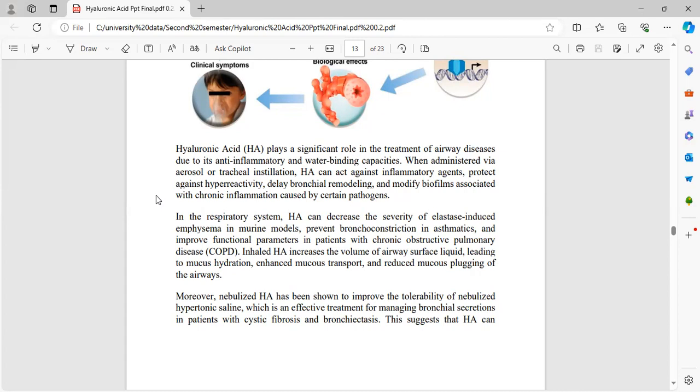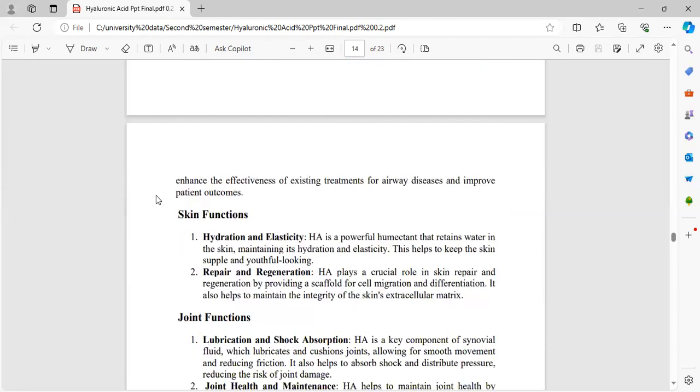Moreover, nebulized hyaluronic acid has been shown to improve the tolerability of nebulized hypertonic saline, which is an effective treatment for managing bronchial secretions in patients with cystic fibrosis and bronchiectasis. This suggests that hyaluronic acid enhances the effectiveness of existing treatments of airway disease and improves patient outcomes.